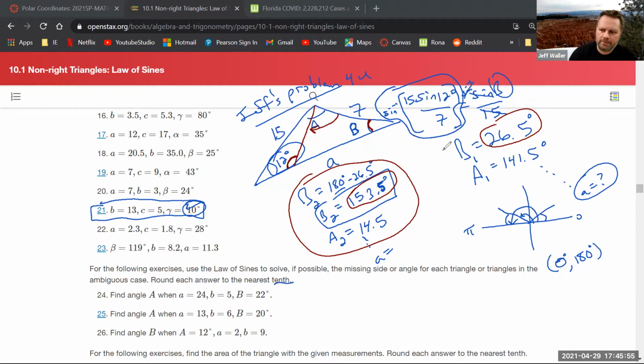It's just that one option for B leads to one option for A. The second option for B leads in the exact same way to a second option for angle A, because the angles interact in the same way. The angles don't care what each other are. They interact in the same way. So the numbers don't change what I do.